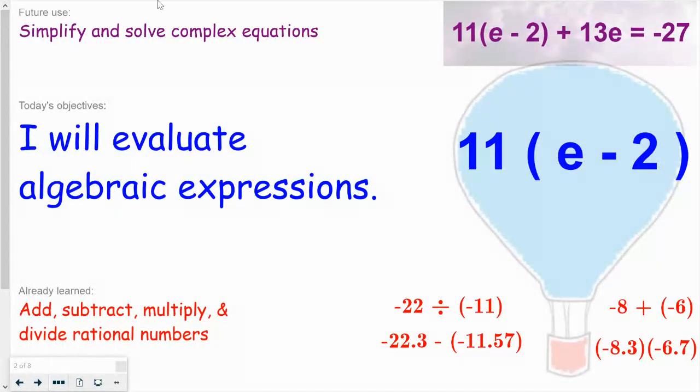The reason why we need this is because as you get to higher grades, you're going to have complex equations, such as the one here up in the sky. It looks tough, but as you learn and develop your skills for this in 7th grade, it is going to make it much easier as you get to your higher levels.